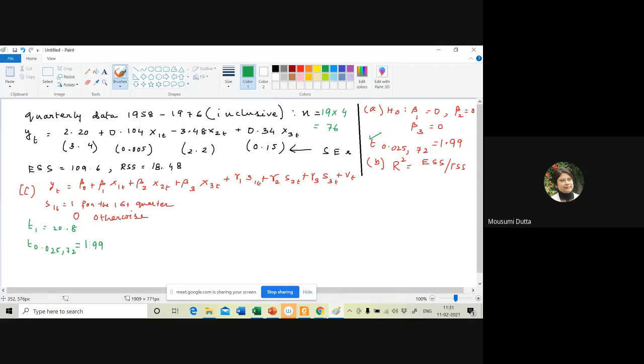The estimated value should be compared with the tabular value t 0.025, 72, which is 1.99. Now, since this particular t-value is very much greater than 3, actually we do not need to compare it with the tabular value. Directly we can claim that, what we will claim? Reject H naught at 5% level of significance.